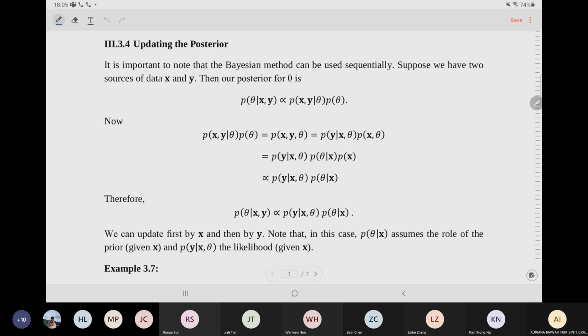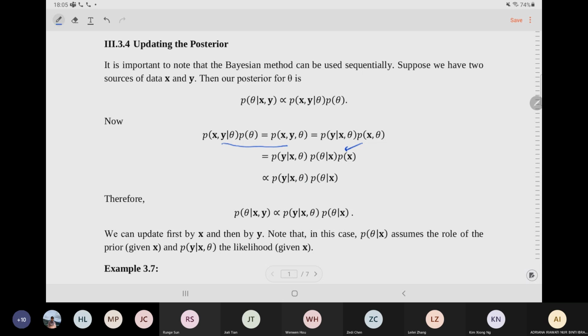From here to here, this is just a conditional going to the joint PDF of X, Y, theta. Then we go to a different kind of conditional, which means Y given X and theta times the joint of X and theta. And X theta as a joint can go to a conditional of theta given X times P of X. Because we assume the data is a constant, it is proportional to Y given X and theta, times theta given X.